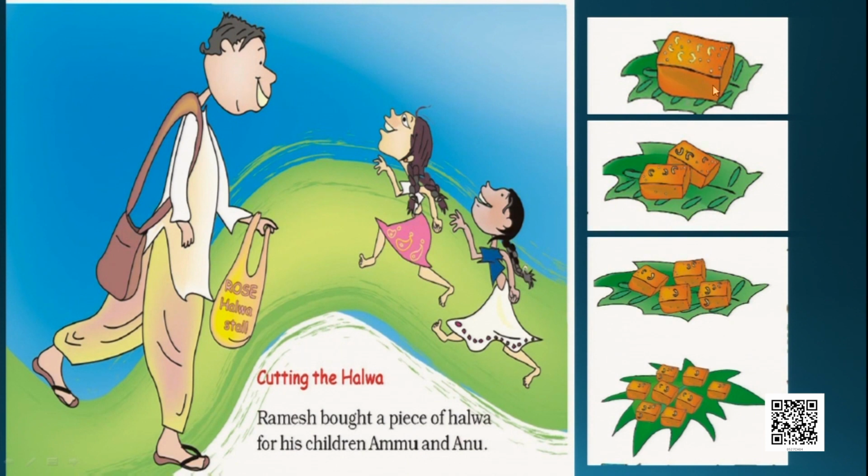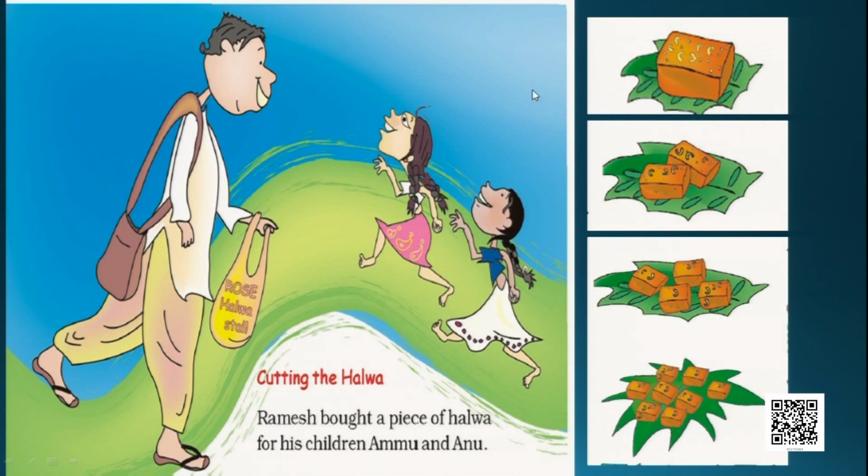This is the biggest piece of halwa and it is divided into 2 equal parts. And next, this part is divided into 2 parts. This part is also divided into 2 parts. And further, when Anu requested to make it little smaller, this is also divided into 2 parts. And all these pieces are divided into 2 parts.